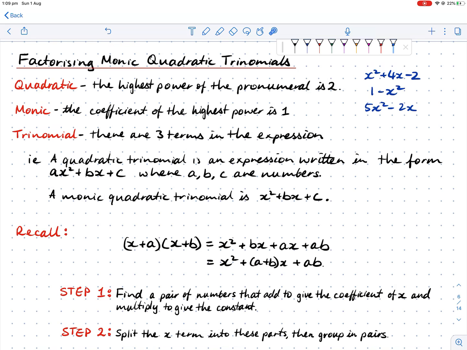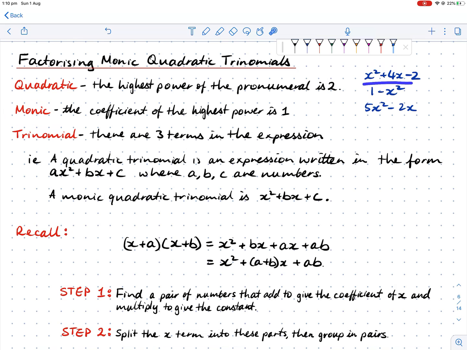When we're talking about a monic, it means that the coefficient of the highest power is equal to 1. Remember, the word coefficient means the number in front of the pronumeral. The highest power for each of our quadratics should be a square, so we're looking at the number in front of the x squared. If the number in front of the x squared is 1, then we can say that it is monic.